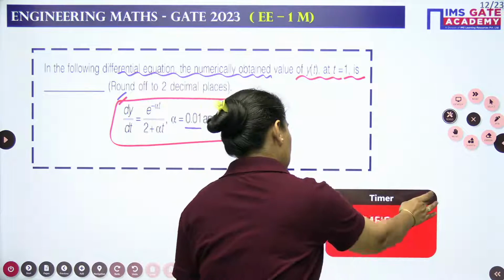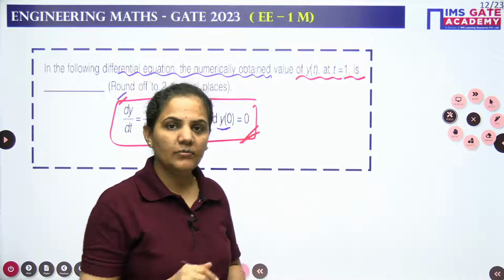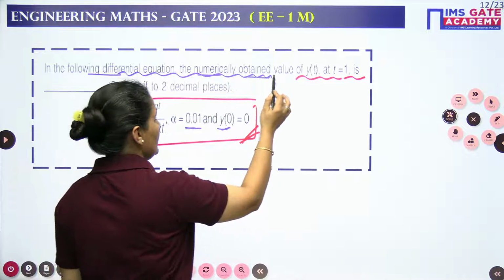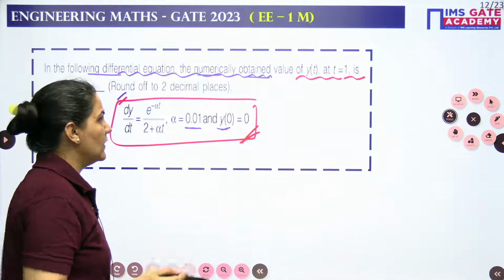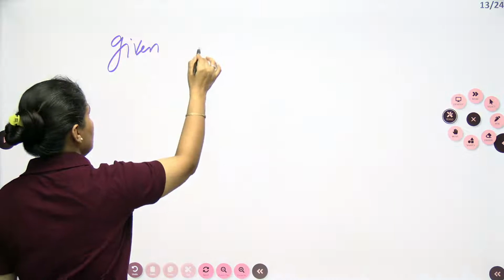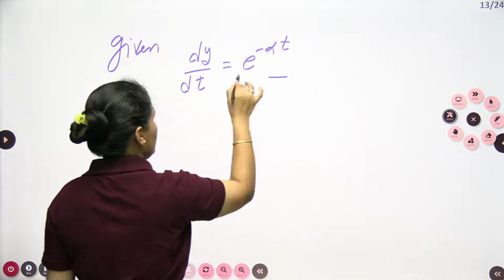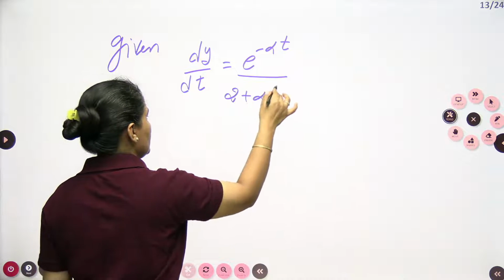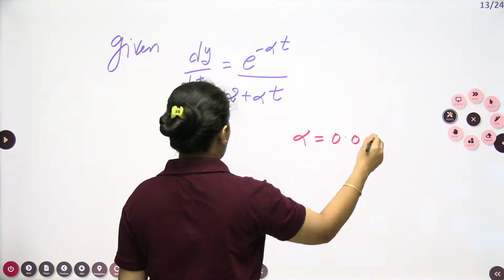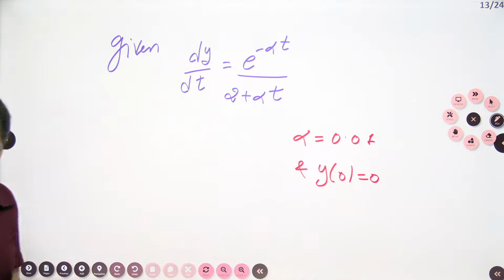All right. Let's approach this question. So this question is from numerical methods, and it is a 1 mark question. The following differential equation, the numerically obtained value of y(t) at t equals 1 is what, when the equation is given to you. So we can write down the equation. First of all, the given equation is dy/dt equals e to the power minus alpha t divided by 2 plus alpha t. Here the value of alpha is 0.01 and the initial value y(0) equals 0. These two things are also given to us.